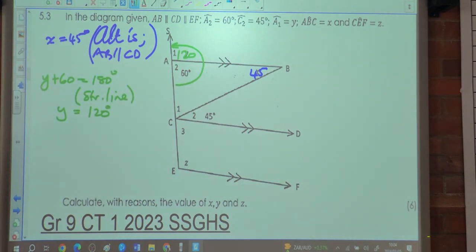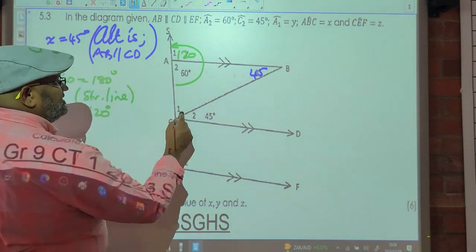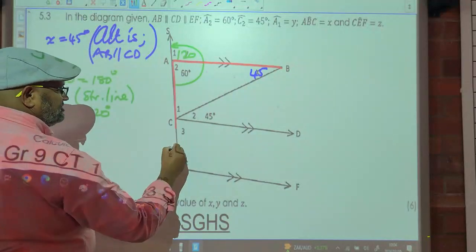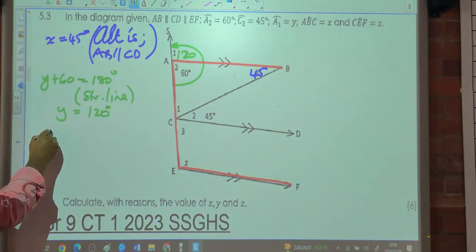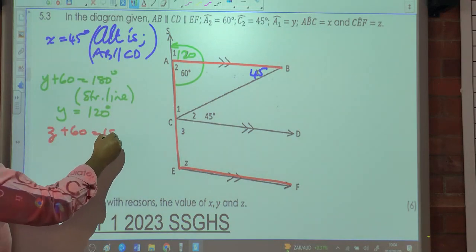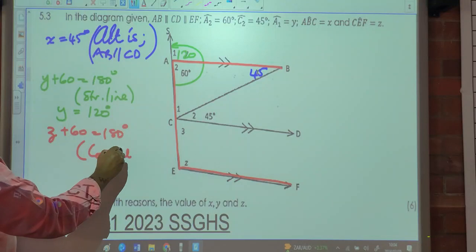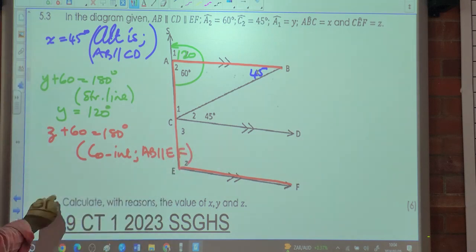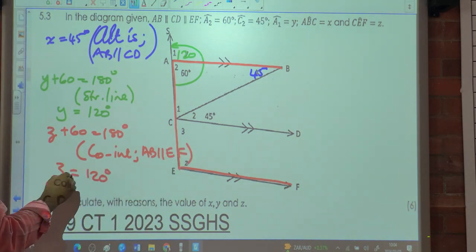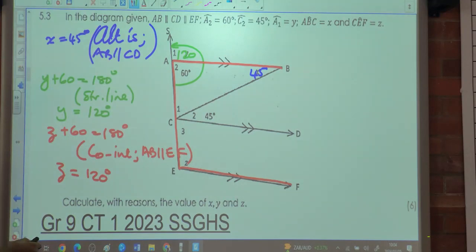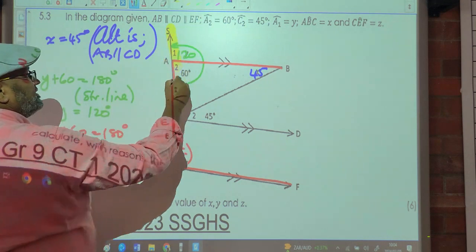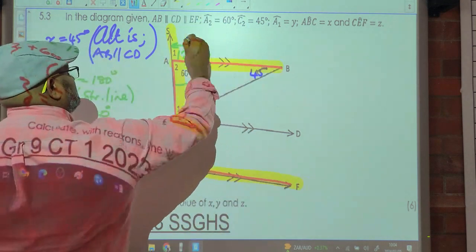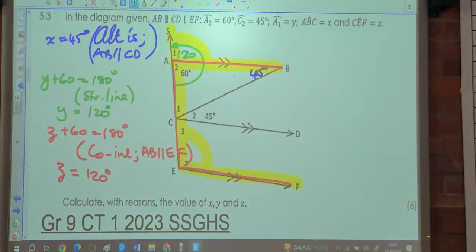Z. Going interior, but there's nothing here. However, with the 60, can you see that, people? So you're going to say z plus 60 equals 180, cointerior angles with AB being parallel to EF. So z works out to be 120 degrees. Or we could have gone with corresponding. So here's 120 already. You see that? Alright, any confusion, people? Both would get you the full mark, okay?